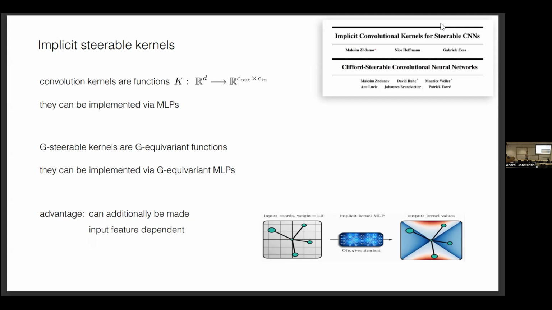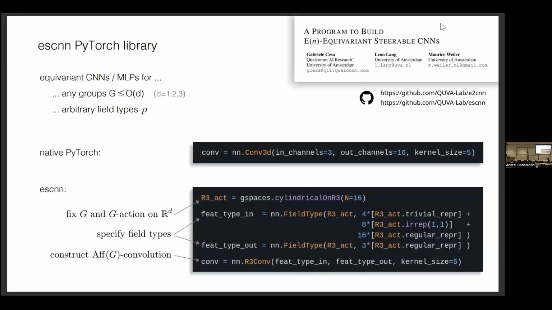All right, so if you want to use these networks, we actually have a PyTorch library, which implements such steerable CNNs for any subgroups of O(d) in 1, 2, or 3 dimensions, and arbitrary field types, so you can pick whatever representation you like. And I have 2 code snippets here showing you how you would use it. So if you want to implement a convolution in native PyTorch, you just have this nn.Conv3d, you pick a certain number of input and output channels and a certain kernel size, and that is your convolution operation. For us, it looks a little bit more complicated.